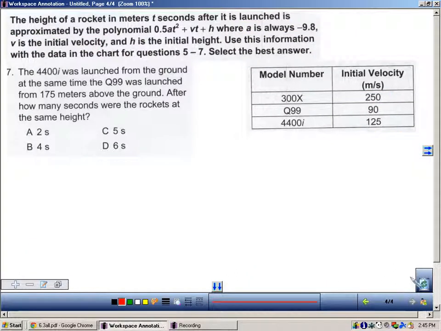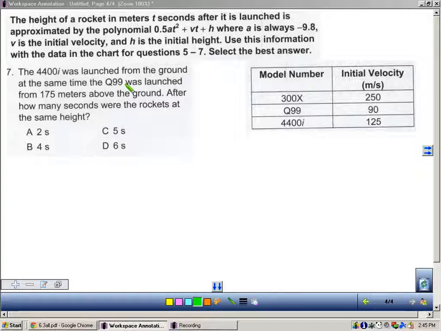Same situation, just it's number 7. And so we still have the same issue, same formula. But now we have 2 rockets, the 4400i and the Q99. And we want to answer the question that says, after how many seconds were the rockets at the same height? So that is a question where you're solving 2 equations simultaneously, and you might remember that from Module 1. So let's set this up.